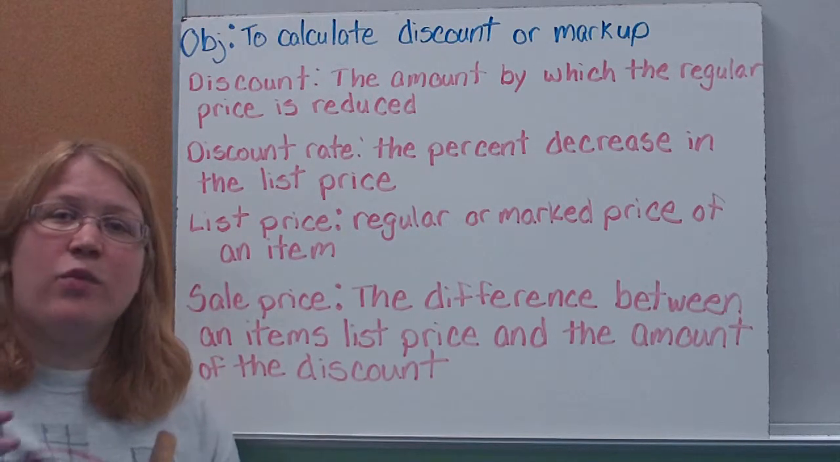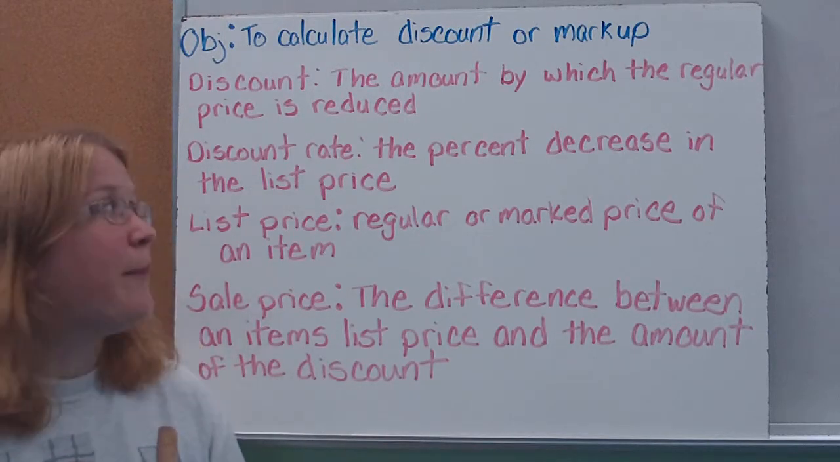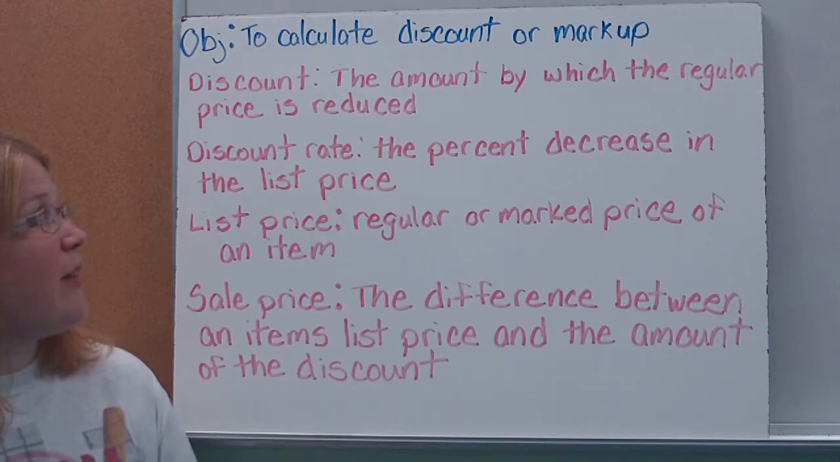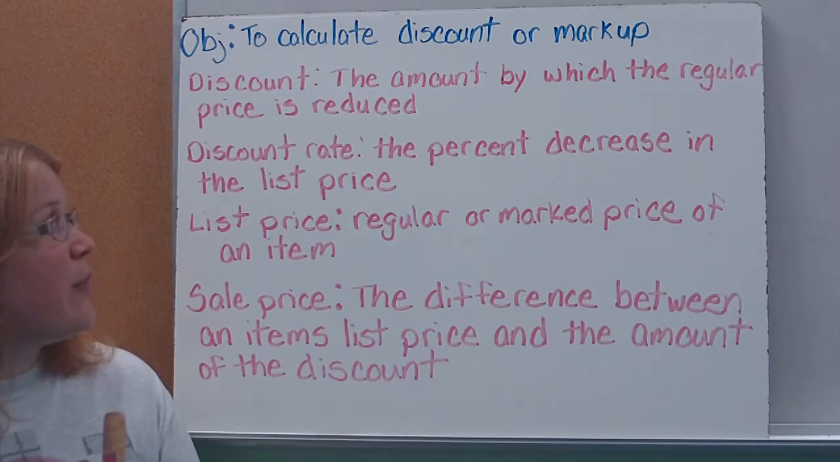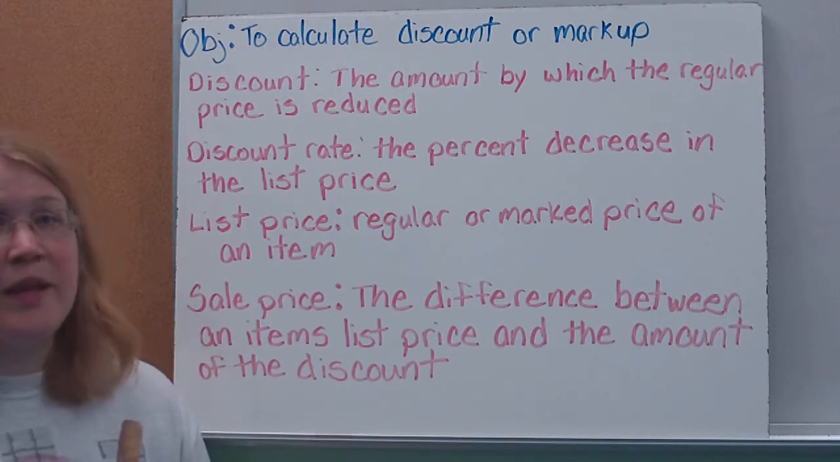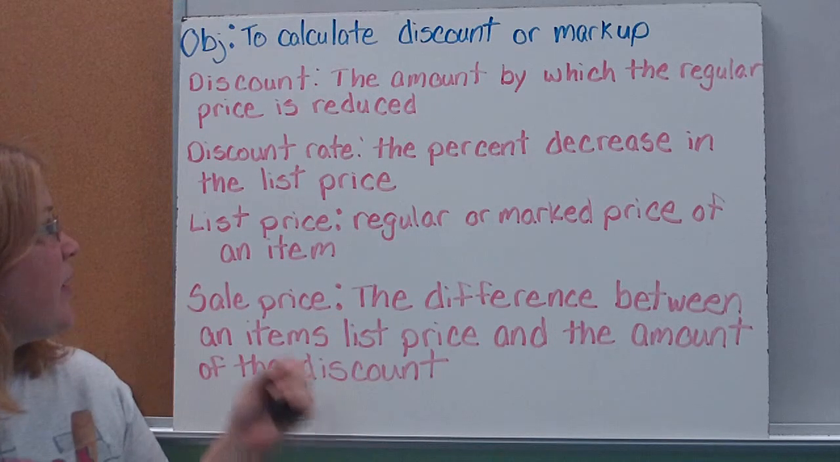I'll go over that, and then we'll go over our proportion, how to solve it, and you'll see that it's very similar to what we've been doing. So first, when we talk about a discount, we're talking about the amount by which the regular price or the list price is reduced. Our discount rate is the percent decrease in the list price, and right there you already see the word we've already used, percent decrease.